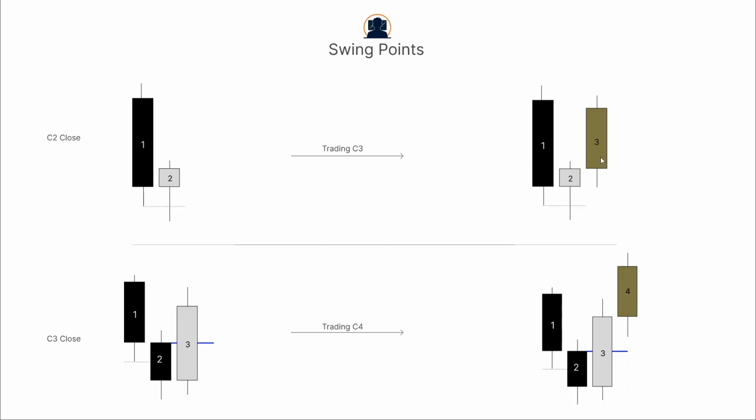You'll have candle 3 being an expansion candle. You can anticipate expansion once you get a C1 and a C2 closure within its range. Then you can anticipate candle 3 to be expansion.